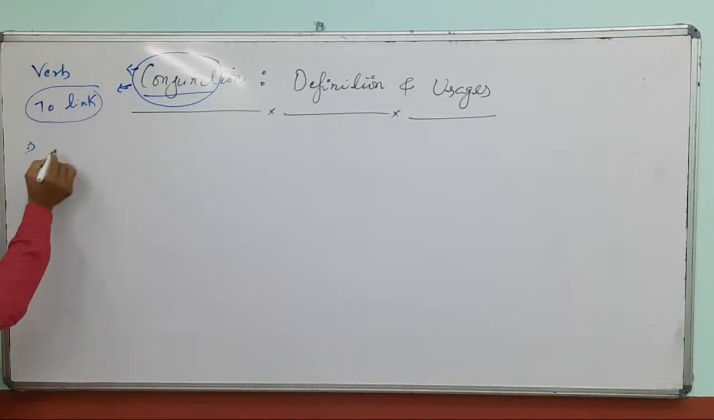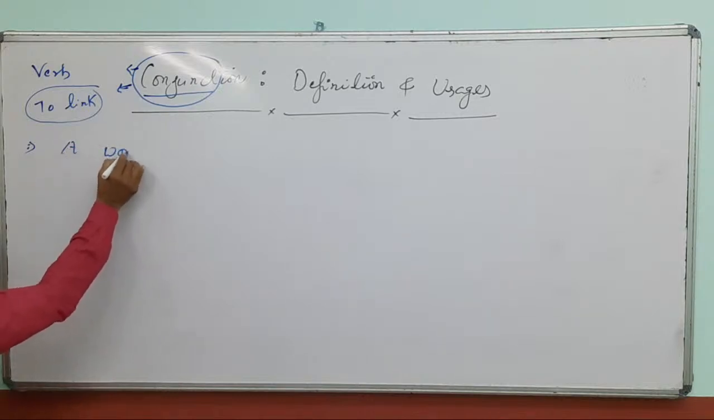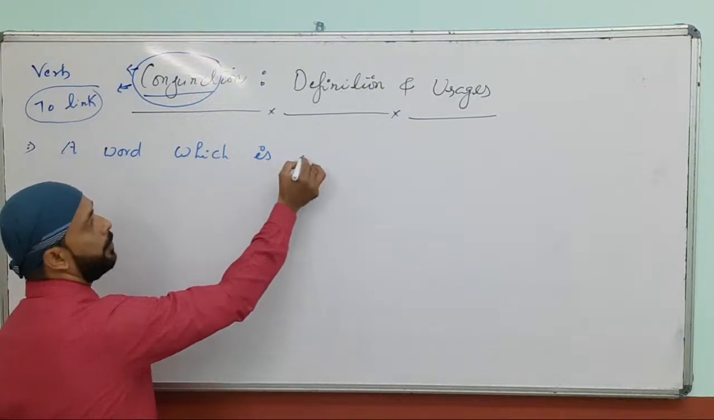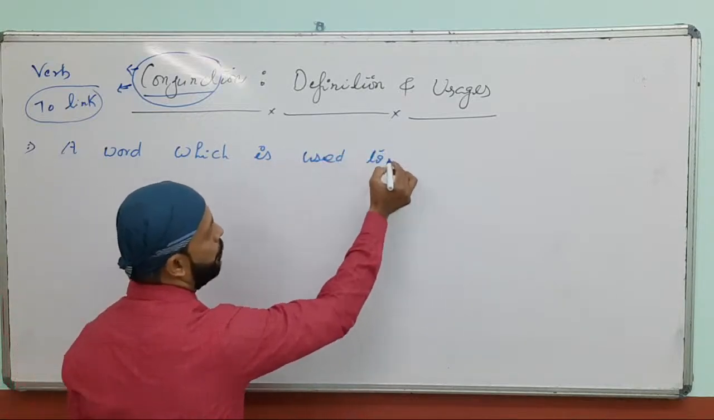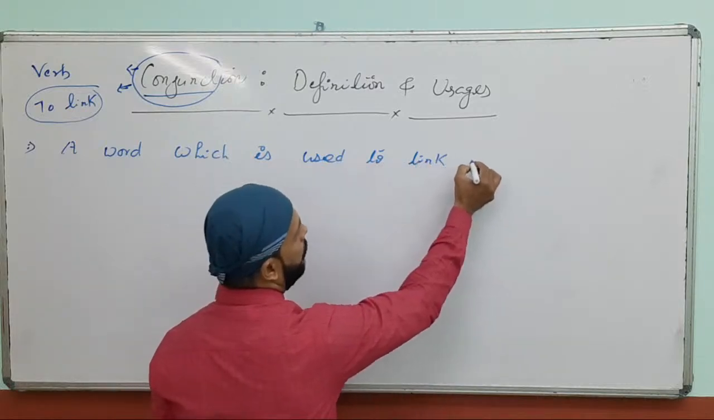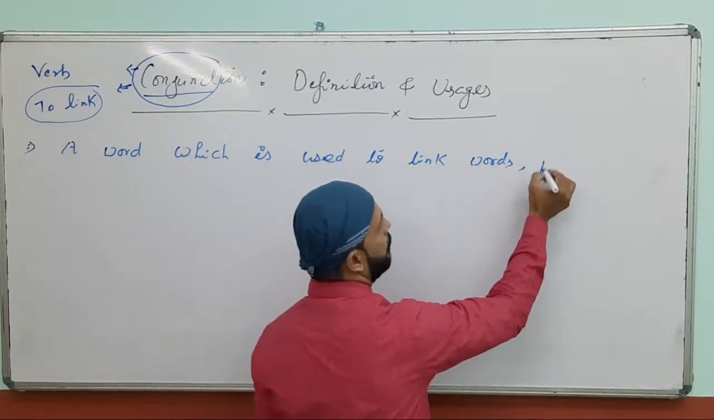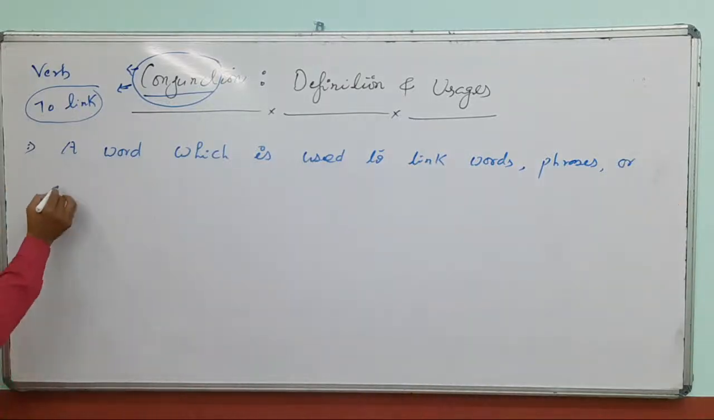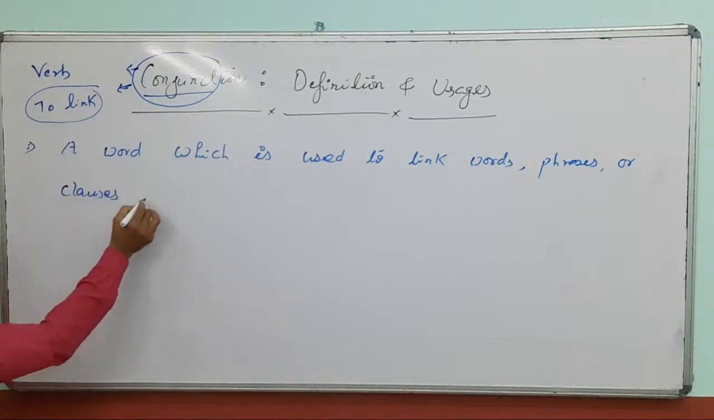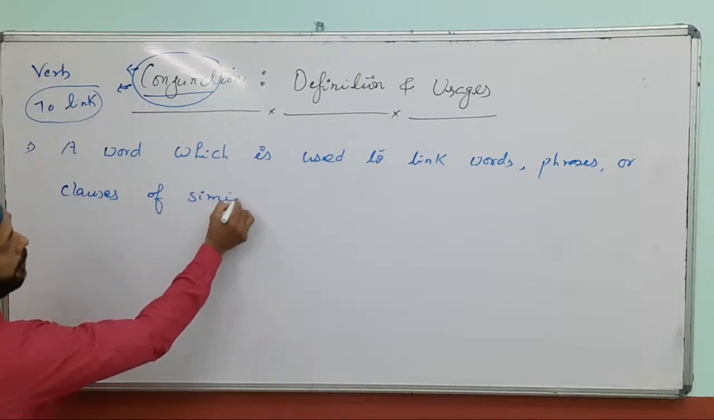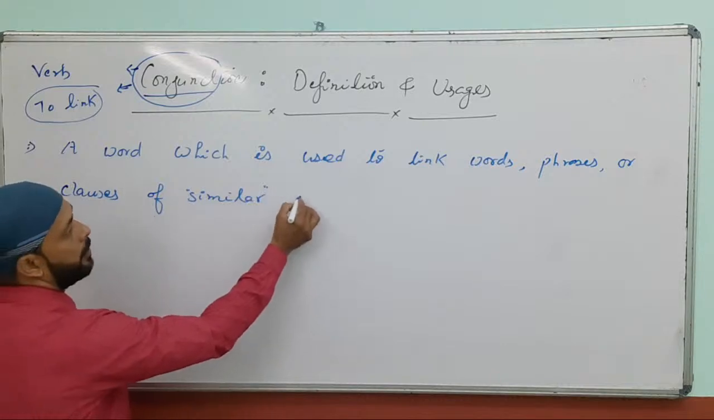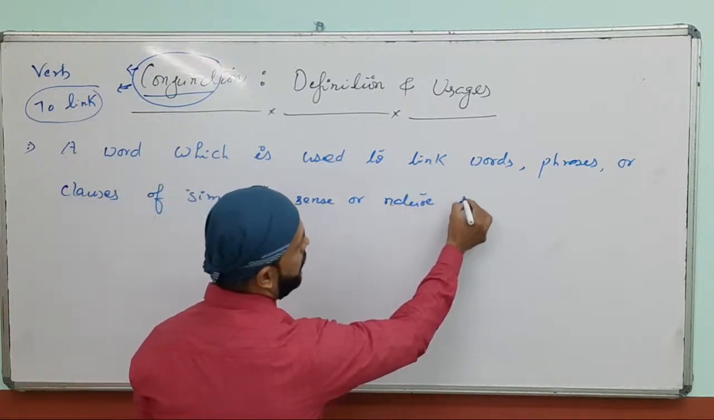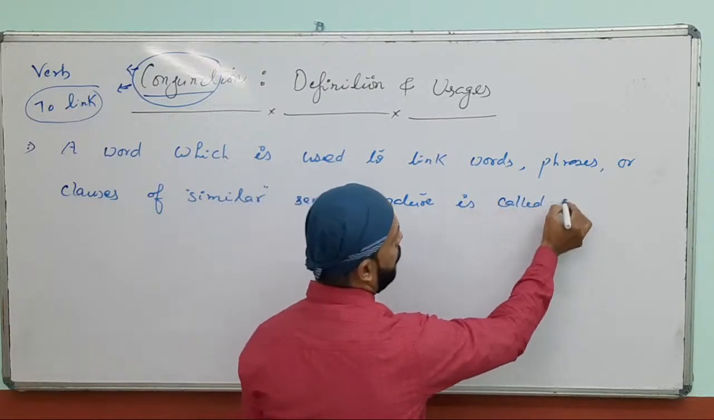So how do we define it? A word which is used to link words, phrases, or clauses of similar sense or nature is called a conjunction.